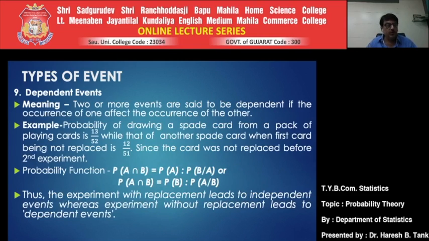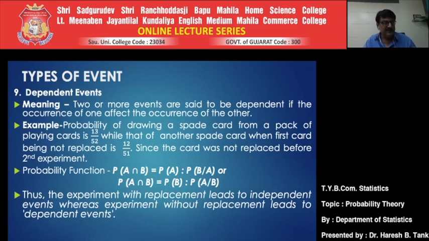Naturally, two events are called dependent events. Two or more events are said to be dependent if the occurrence of one affects the occurrence of the other. Let us take the same example that will make it more clear. The probability of drawing a spade card from a pack of playing cards is 13 by 52, which remains as it is since it is the first trial, while that of another spade card when the first card is not replaced.